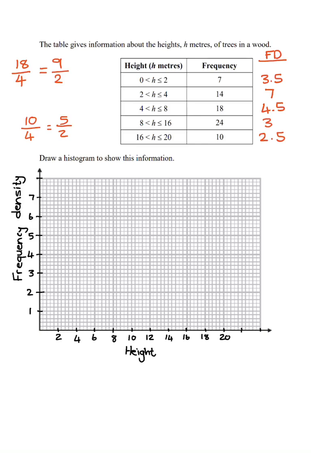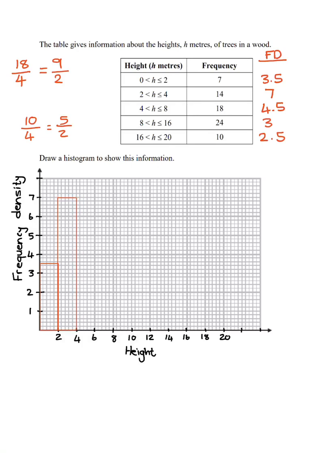So the first bar needs to go from 0 to 2, and it has to go up to 3.5. So from 0 to 2, we want to go up to 3.5. So that's 3 there. So 3.5 is there. The next bar goes from 2 to 4, and it goes up to 7. So from 2 to 4, all the way up to 7.